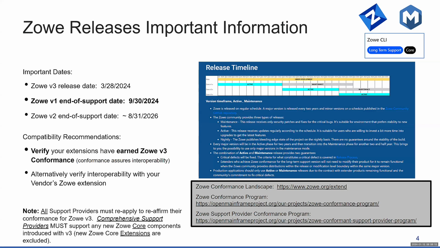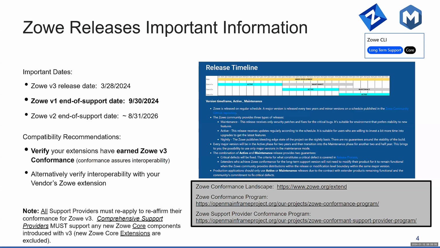So we are planning to introduce Zowe v3 at the end of March, on the 28th. We also are announcing the end of support date for Zowe v1. That will happen at the end of September this year. So for those of you on Zowe v1, you will definitely want to start to plan your upgrade either to v2 or v3. If you do plan on upgrading to v2, as you can see, you have a little bit of a runway there. We plan to continue supporting v2 through August of 2026.